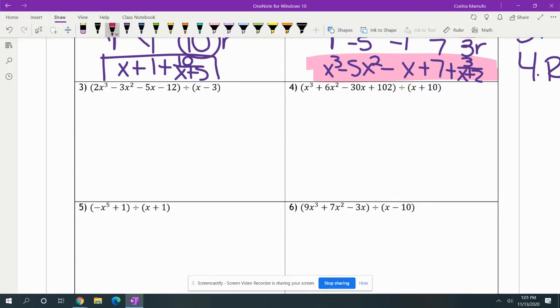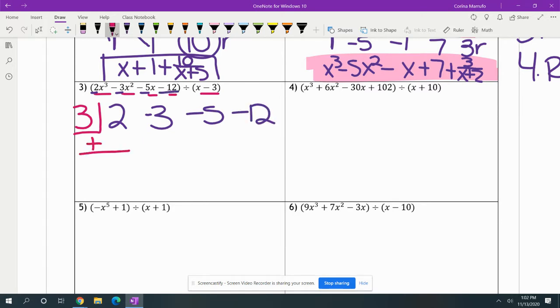So we do this again. We make sure we're in standard form. So 3, 2, 1, and none. Okay. X to the 3rd power, x squared, x to the 1st, and then no x's at all. So that's good. And then here we have a minus 3. So this time we have a minus 3 in there. So we put the opposite sign in here, a positive 3. Then we write down the coefficients. Our coefficients are 2, negative 3, negative 5, and negative 12.